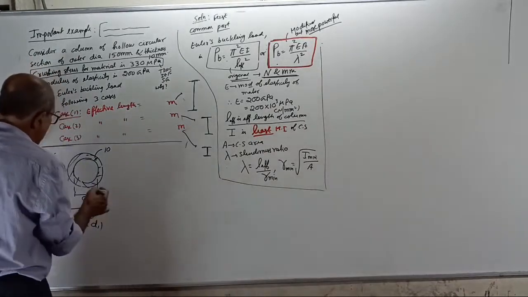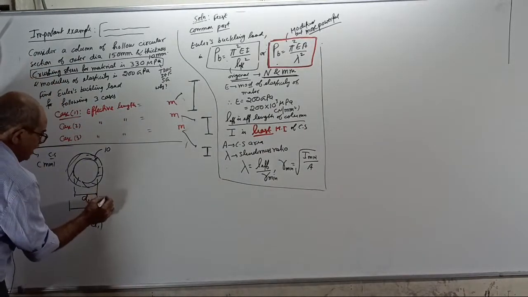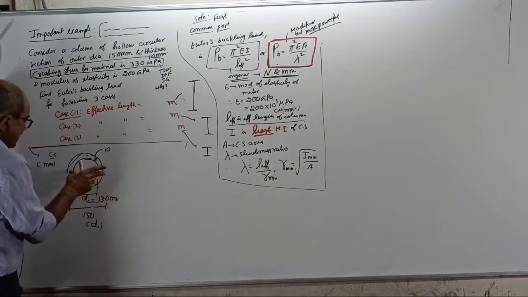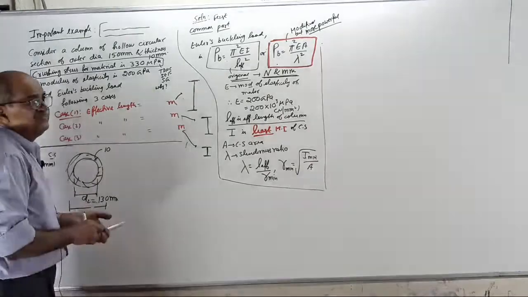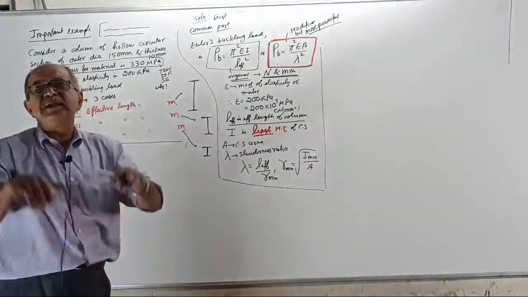Someone will tell, sir, not clear. Let it be not clear only, better. When outer is 150, this is 10, this is 10. How inner came 130? If not clear, let it be not clear only.